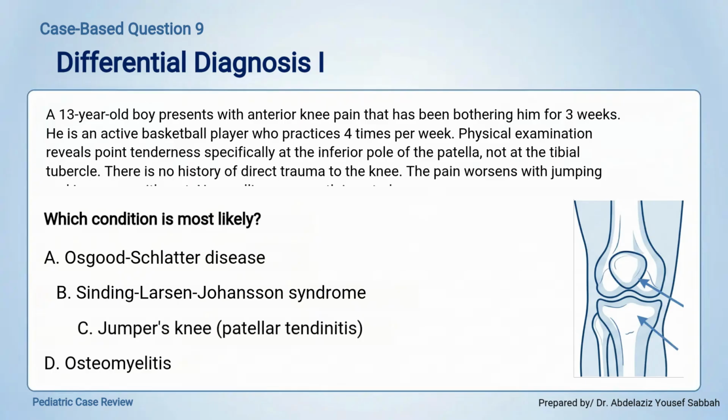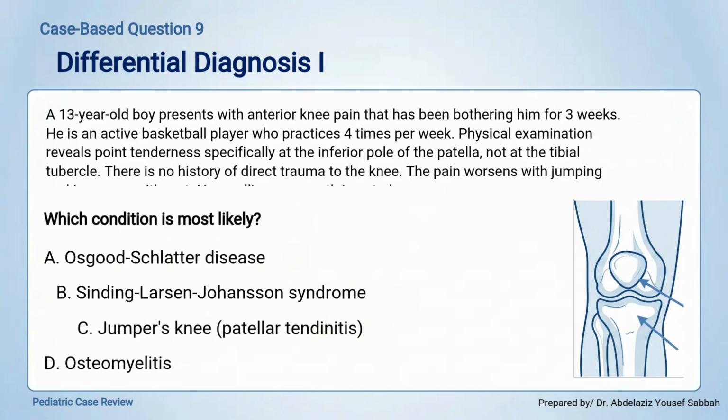Case 9. Differential diagnosis, Part 1. A 13-year-old boy presents with anterior knee pain that has been bothering him for 3 weeks. He is an active basketball player who practices 4 times per week. Physical examination reveals point tenderness specifically at the inferior pole of the patella, not at the tibial tubercle. There is no history of direct trauma to the knee.